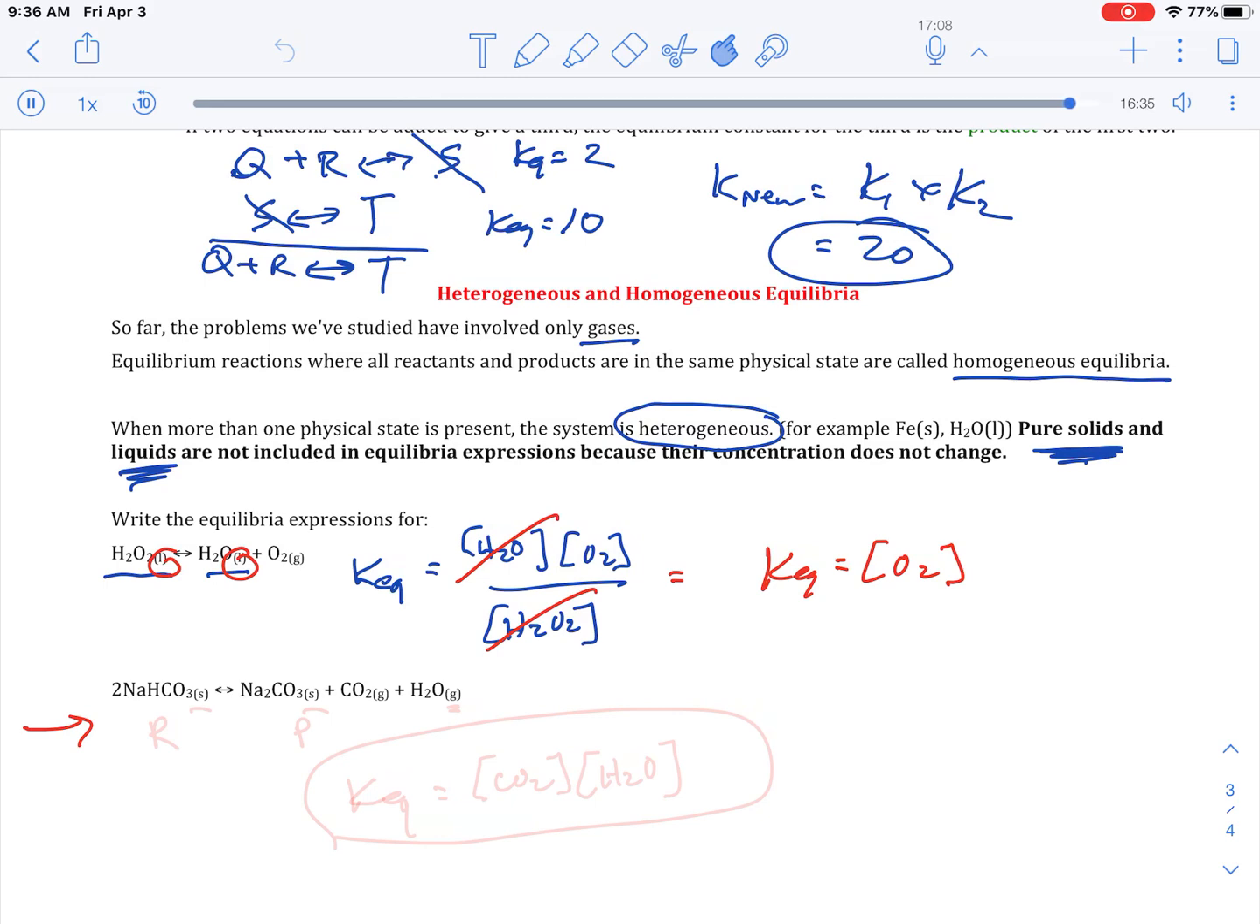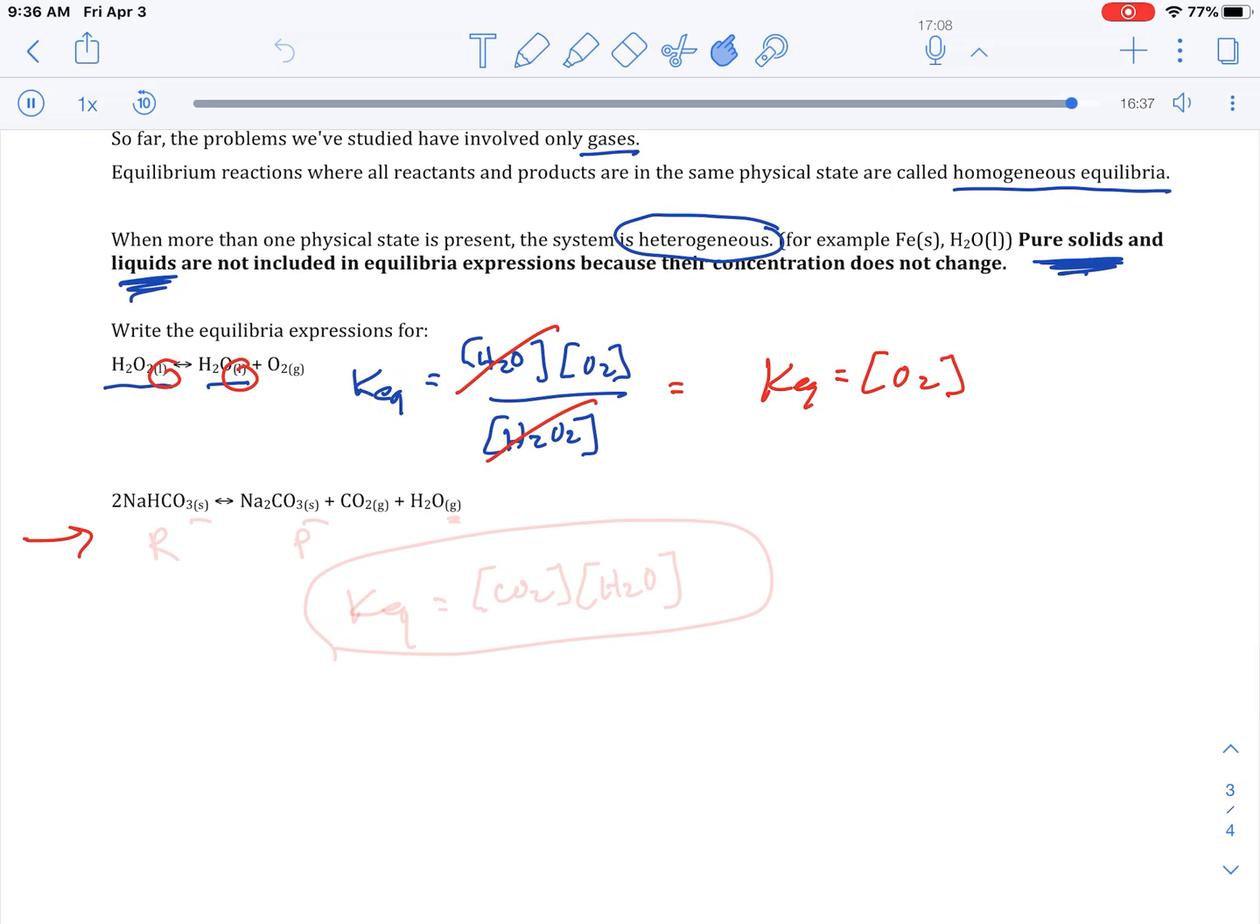Okay, so I've got two condensed states. My reactant is a condensed state, and one of my products is a condensed state. So I have to ignore them. I cannot use them. So I'm just going to use the concentration of the CO2 and the concentration of the water. It's in gas form, so that's water vapor. And that's it.